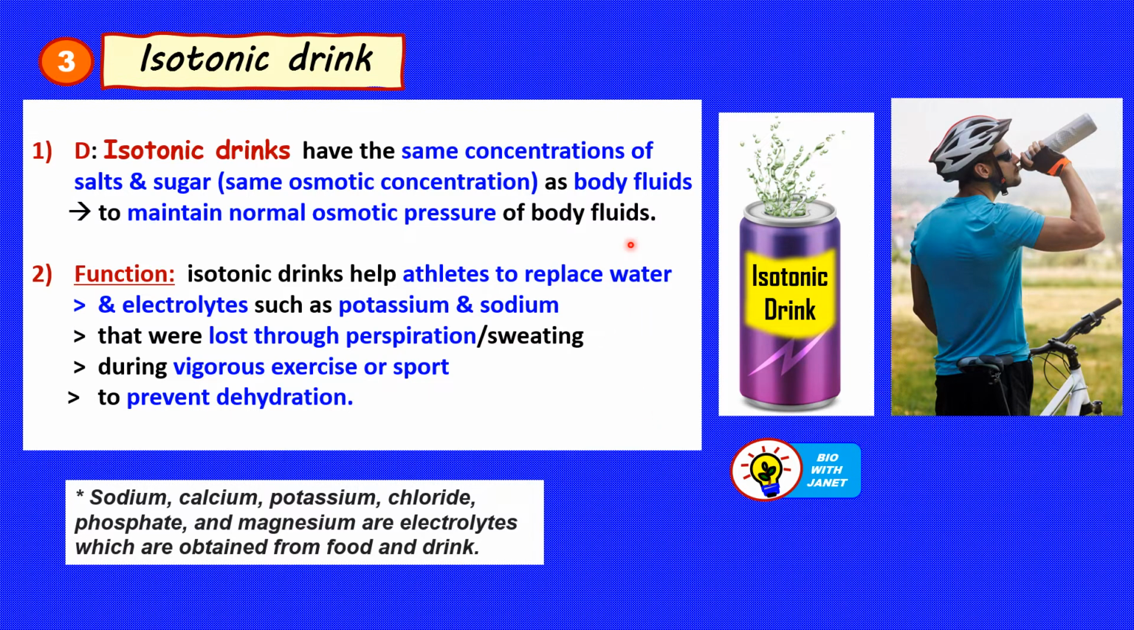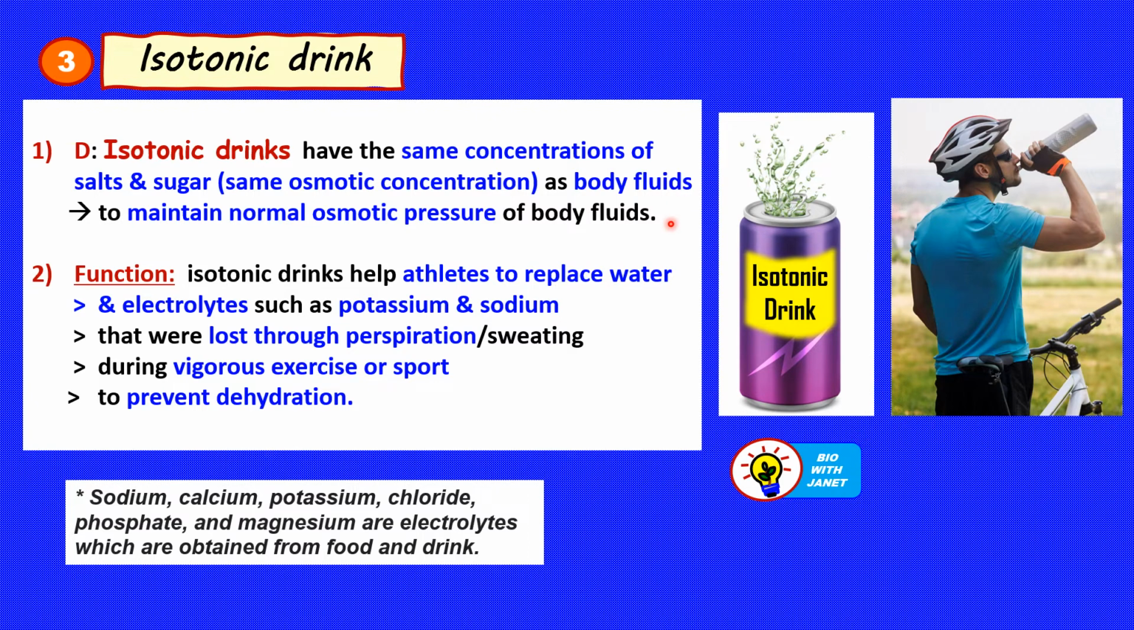Now let's discuss the use of isotonic drinks. You may have also drunk isotonic drinks after exercise, right? There are various brands of isotonic drinks that are sold in the market, and the taste is something like a bit salty, a bit sweetish. So what are isotonic drinks? The definition: isotonic drinks are drinks that have the same concentration of salts and sugars, the same osmotic concentration as body fluids. That means the same concentration as the body fluids.